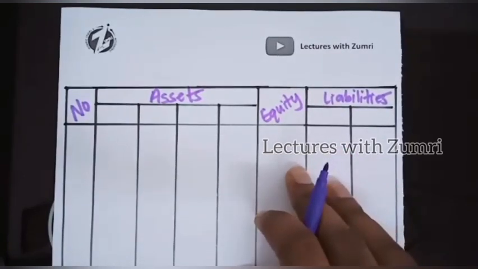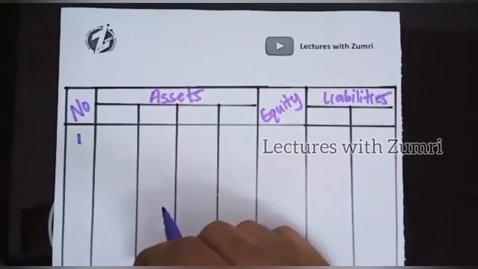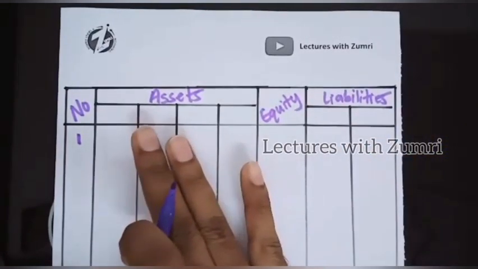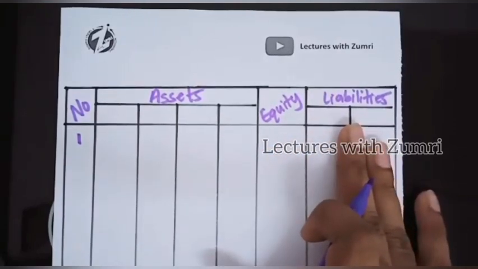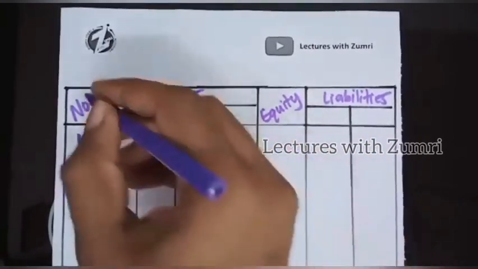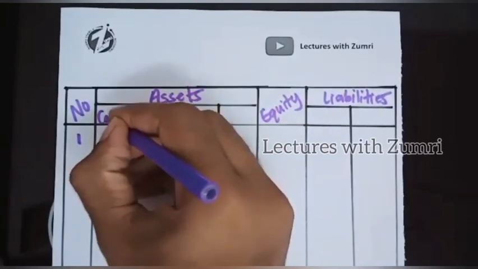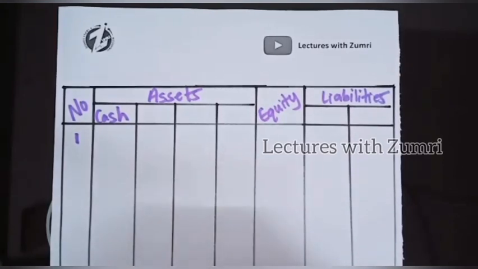Okay, then we'll consider the transaction number 1. What does it say? Mr. Mark invested 200,000 by cash, right? So here Mr. Mark is the owner, right? If the owner brings cash, now cash should be considered as what out of these 3? Is it an asset, or is it equity, or is it liability? We know it is an asset, right? So you have to open a sub column under assets for cash, right?